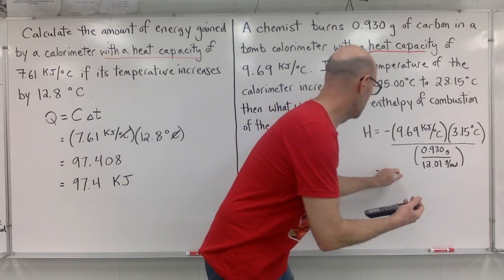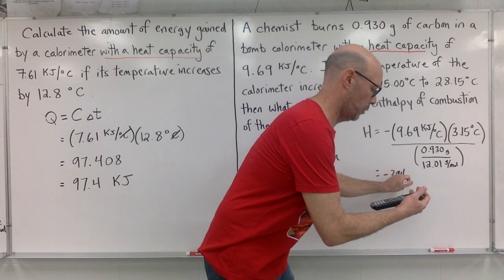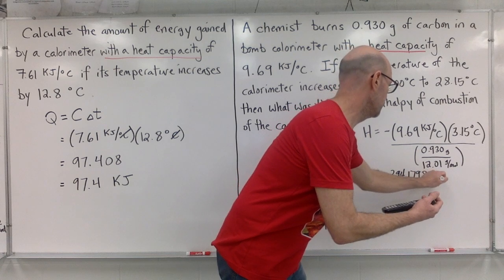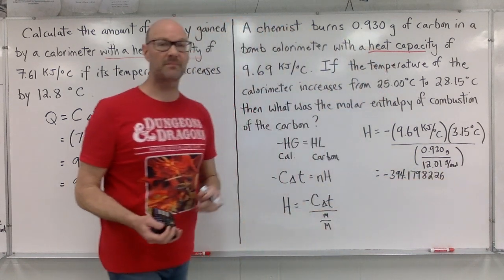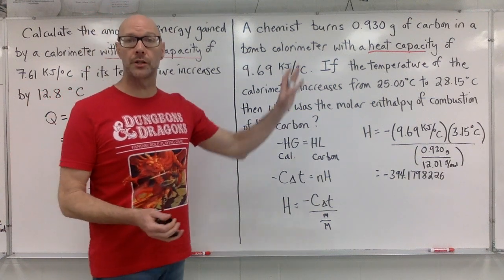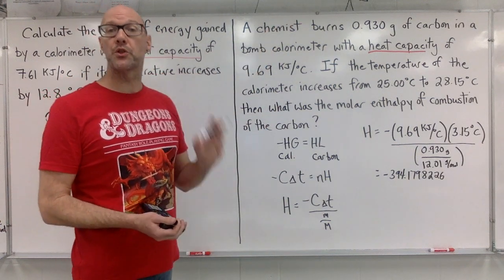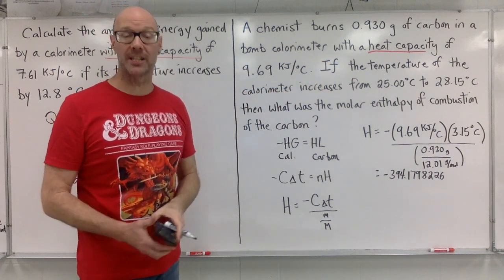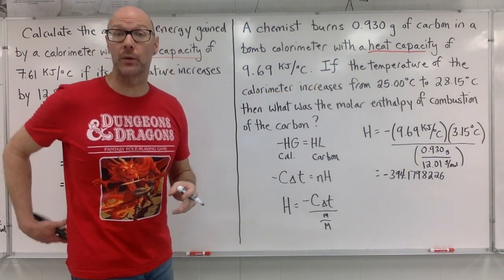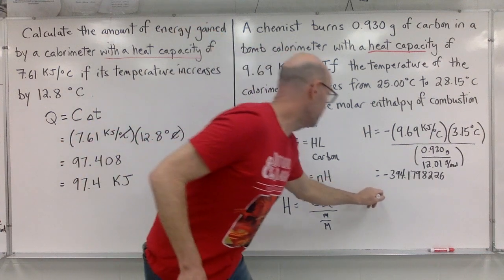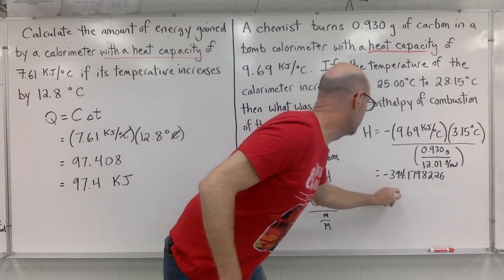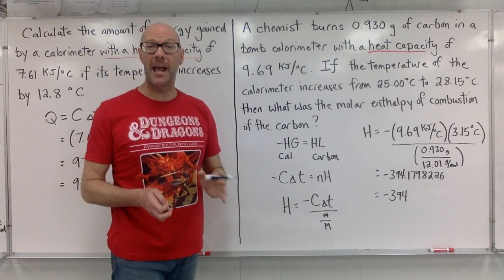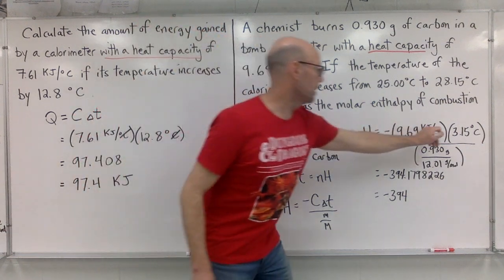negative 394.1798226. Go back to the question, a couple numbers with 3 significant digits and a couple numbers with 4 significant digits. I'm going 3 significant digits. It's negative 394. Let me pay attention to my units.